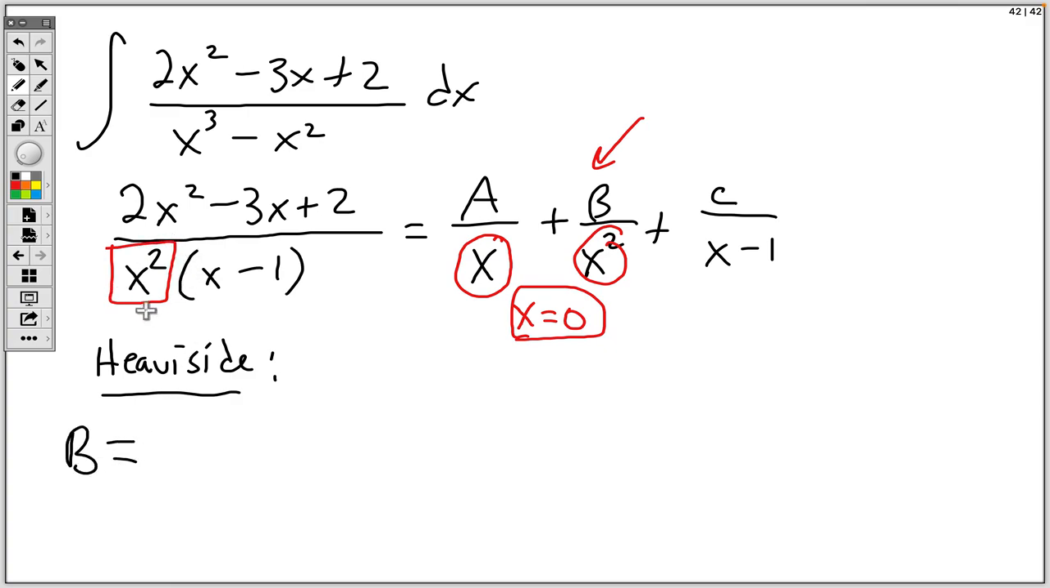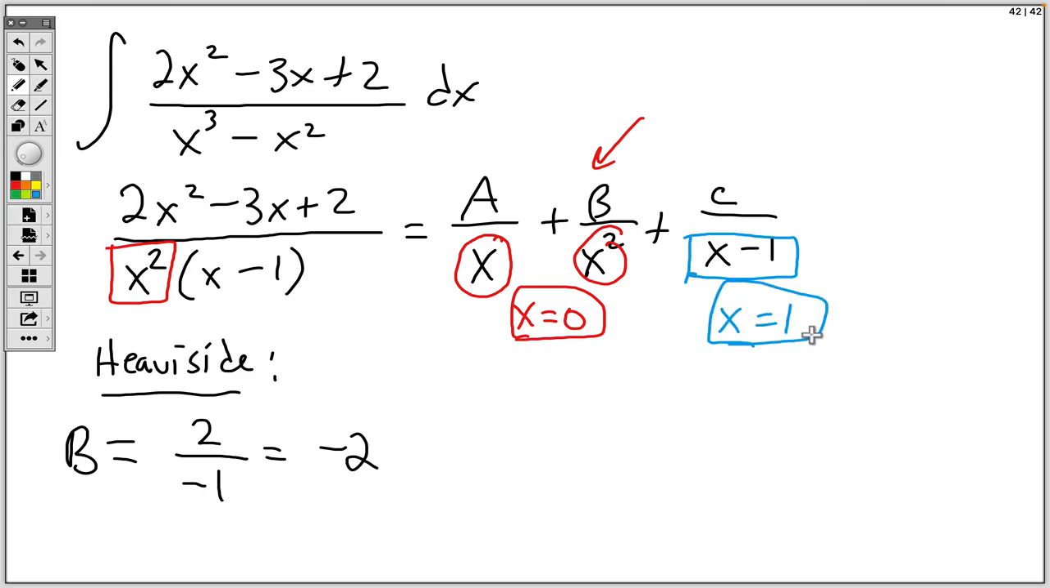So I cover up that 0 factor. I plug 0 into everything else. The numerator gives me a 2. The denominator gives me a -1. So Heaviside gives me b is -2. Then I go over here for c. I set the factor equal to 0. The root here is x equals +1. And I can cover this up and plug 1 into what's left over. So Heaviside gets me b and c.